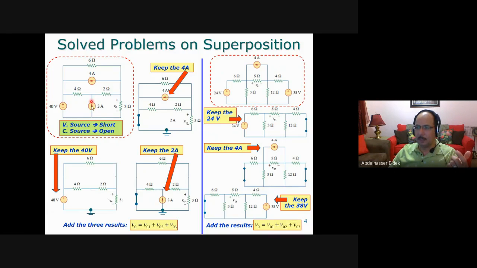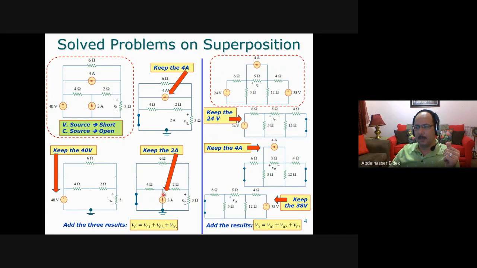And the 2 ampere, you replace it by an open circuit, so you remove it like this. Now I have only the 40 volt. Then I calculate the voltage across the 3 ohm. In this case, it is V02 because it is V0 due to source number 2. Then you do the same for the third source.